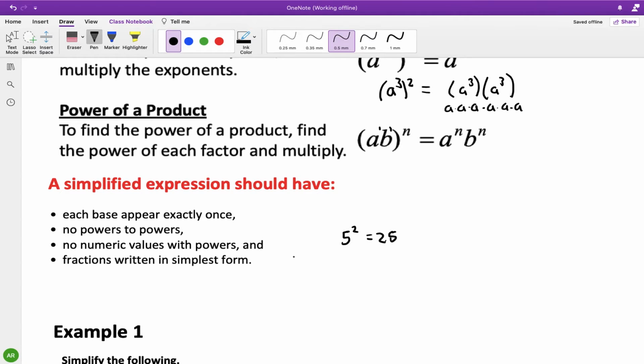And then fractions written in simplest form. So a lot of students will forget this step. Let's say you have like 8a to the fourth over b to the second. We'll talk about this when we get into division. But if we had a fraction here, we could simplify the 8 divided by 2 to 4. And if we were to flip that and say it's 2 over 8, we could simplify it to 1/4. So just make sure you're simplifying the fractions all the way. All right, let's go ahead and move on.